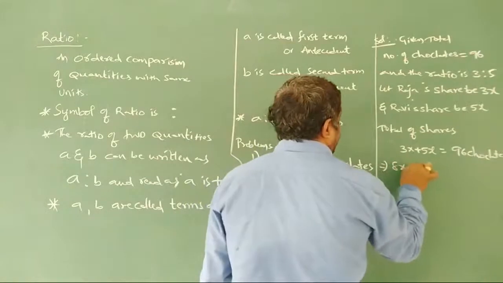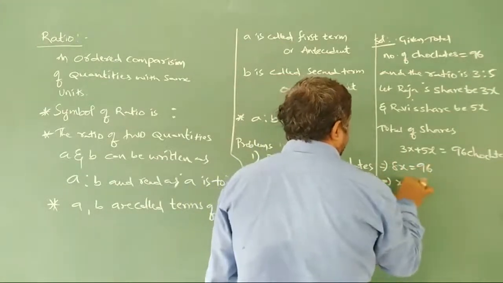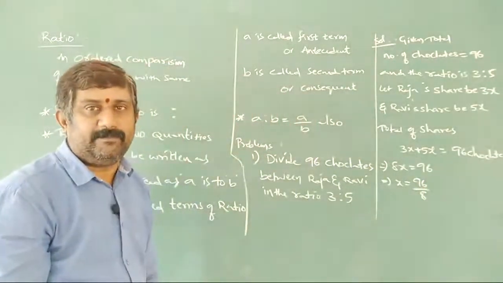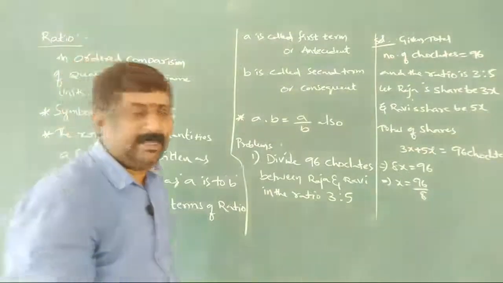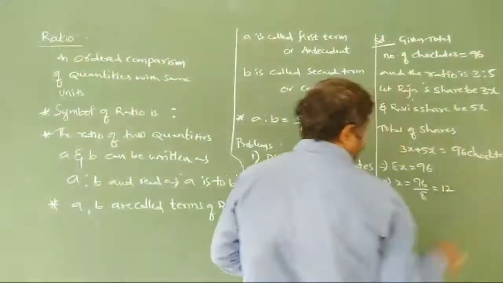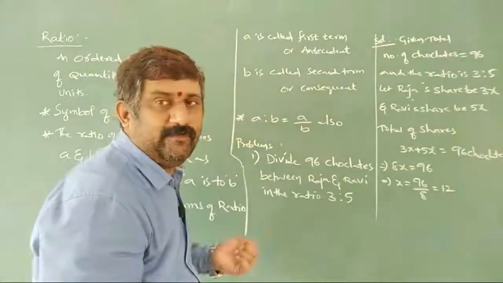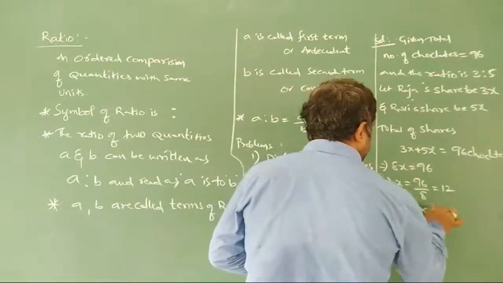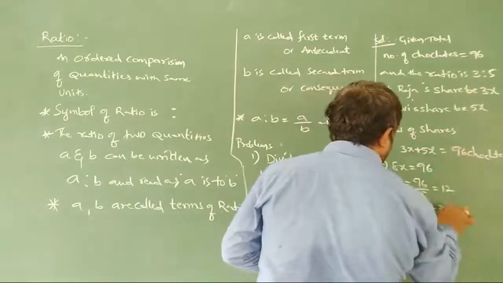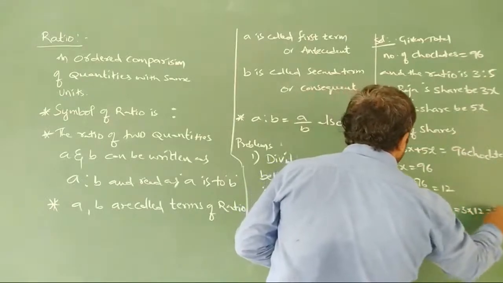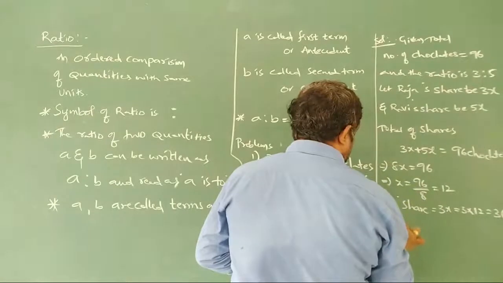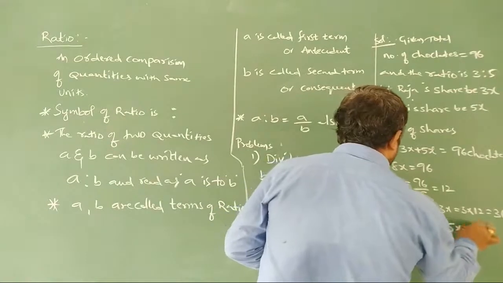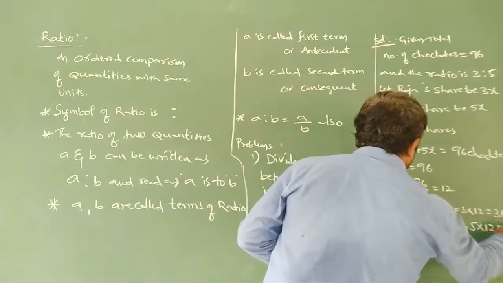This implies 8x equals 96, so x equals 96 by 8. 8 ones are 8, 1 left. Next we have 6, 16. How many times? 2 times. So 12. So the value of x we are getting is 12. Now Raja's share, what we assumed, 3x, nothing but 3 into 12 is 36. And Ravi's share, 5x, nothing but 5 into 12 is 60.